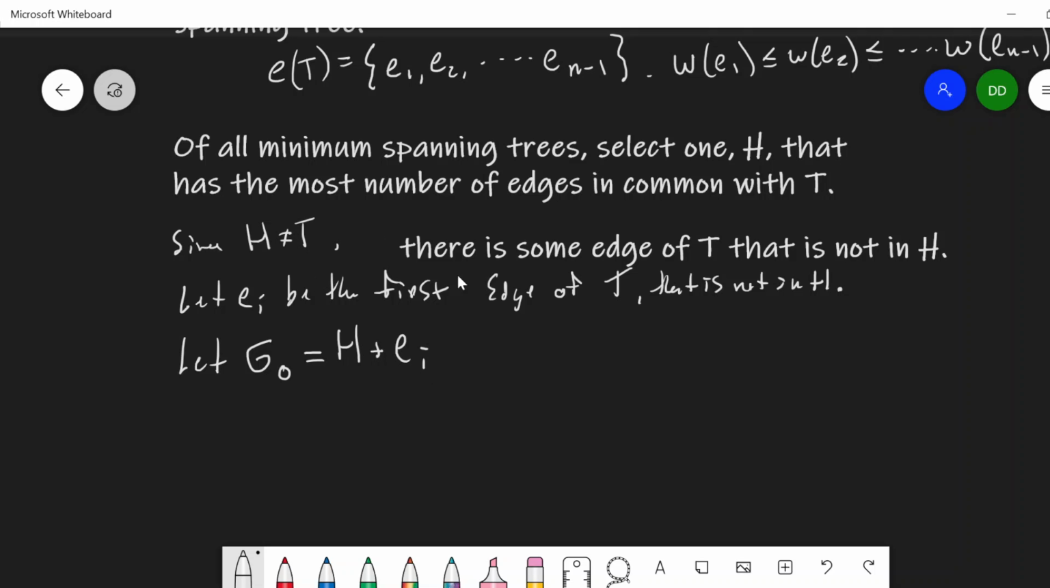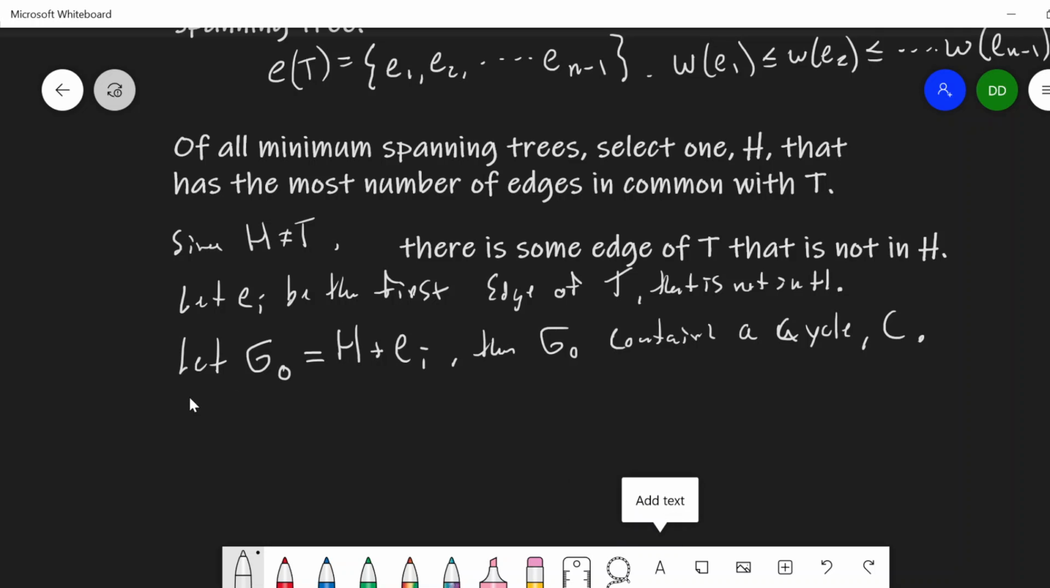So let G naught equal H plus E sub i. Remember, E sub i was the first edge of T that is not in H. And so G naught would have n edges, and so it would be unicyclic, it would have one cycle in it. Then G naught contains a cycle, C. And since it has a cycle, if I want to construct this tree with the same weight as H, I'll need to find another edge to remove from G naught.